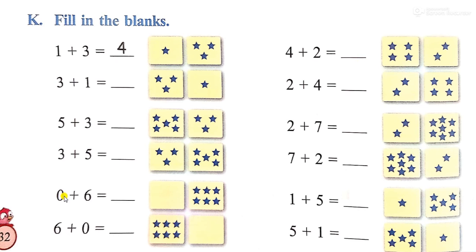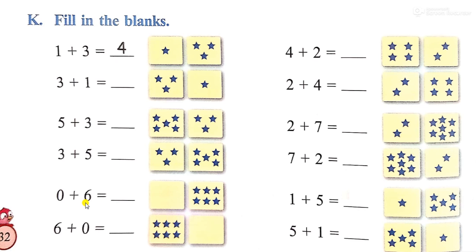Then here in this box, how many stars are here? No, nothing is here. So we have to put 0. 0 plus here how many stars are here? Count it. 1, 2, 3, 4, 5, 6. Yes, 6 stars are here. Plus the number is 6. So total how many? In this box nothing is there. So we put 0 plus here 6 stars are here.